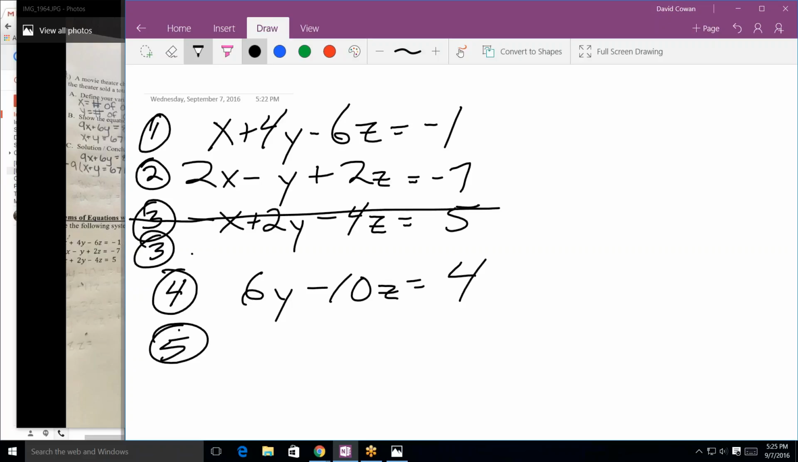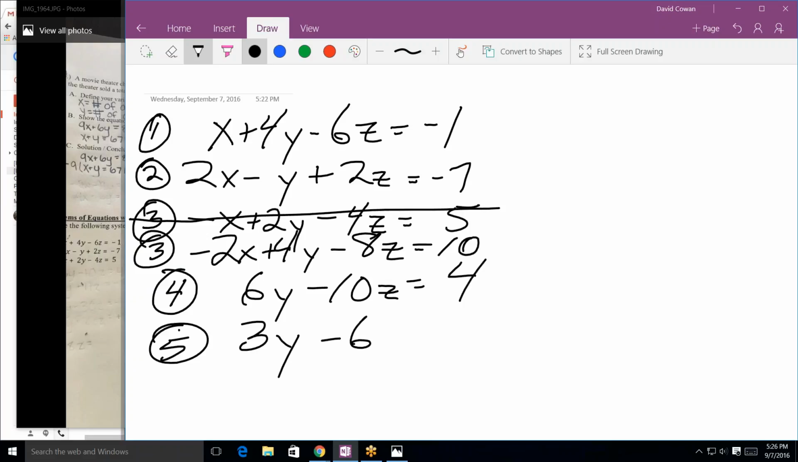So that new equation 3 is what? It'd be minus 2x plus 4y minus 8z is equal to 10. Okay. And now we're going to do what? Then we would add 2 and the new equation 3 together. So it would be 3y minus 6z is equal to 3.